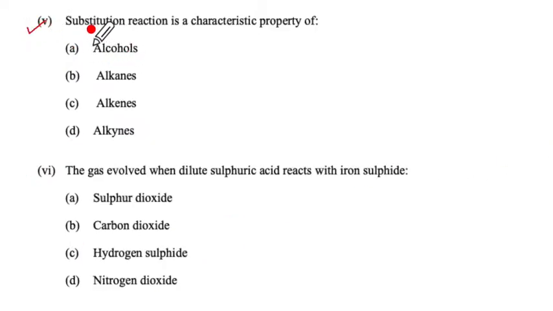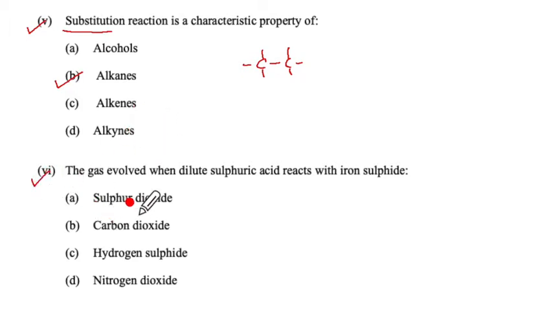Subpart 5: substitution reaction is the characteristic property of alkanes. In alkanes, all 4 valencies of carbon are fully satisfied, and there are no free electrons available for further reactions. Each one of the hydrogens will be replaced or substituted by another group or radical. So the correct option is alkane, not alcohol, not alkene, not alkyne.